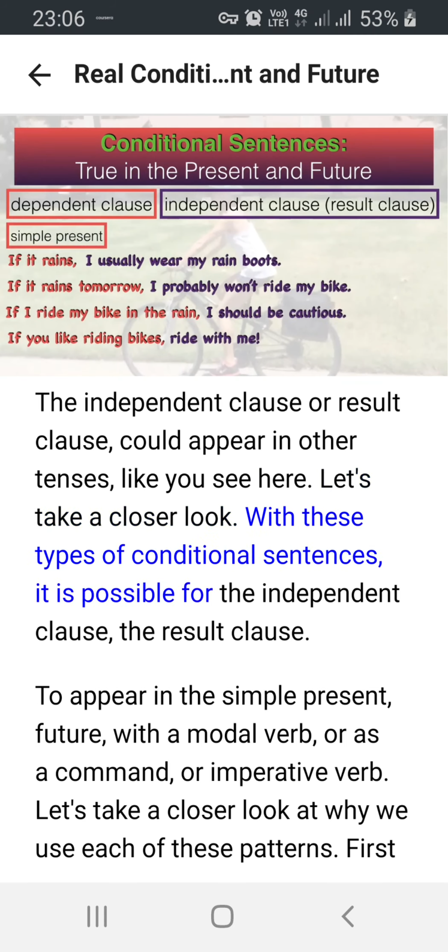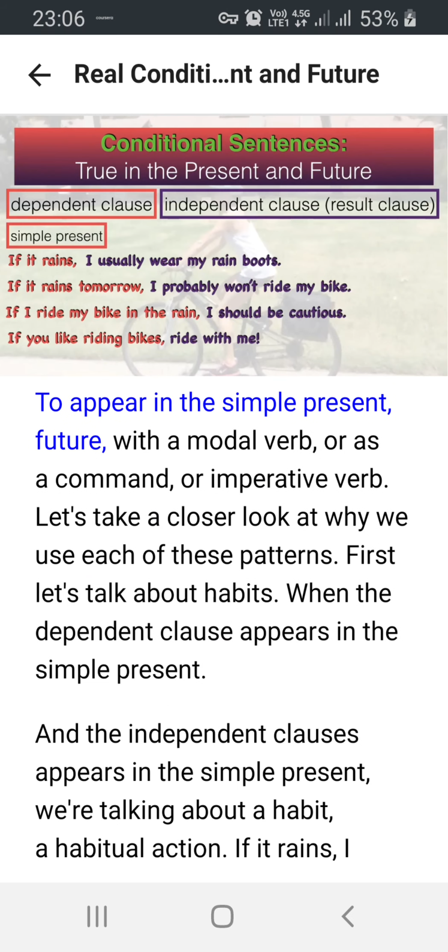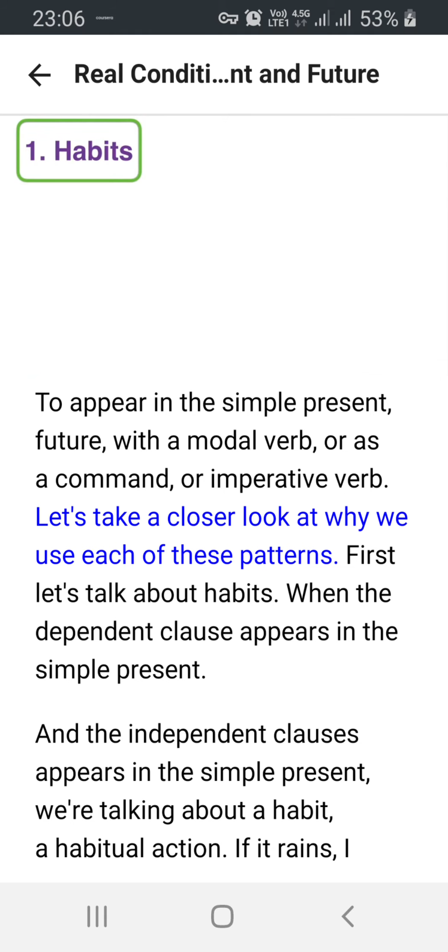With these types of conditional sentences, it is possible for the independent clause, the result clause, to appear in the simple present, future, with a modal verb, or as a command or imperative verb. Let's take a closer look at why we use each of these patterns. First, let's talk about habits.